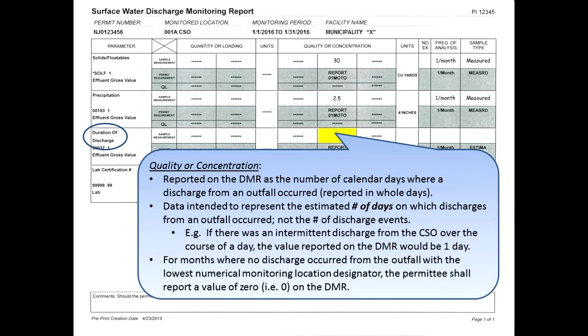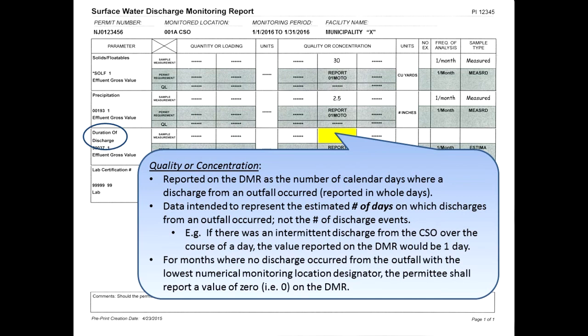For clarification, this value represents the estimated number of days during the monitoring period where at least one discharge from the CSO outfall occurred, not the number of discharge events that occurred during the monitoring period. If there were multiple intermittent discharges from a CSO outfall over the course of a single day, the value that would be used to report on the DMR would be 1 day.